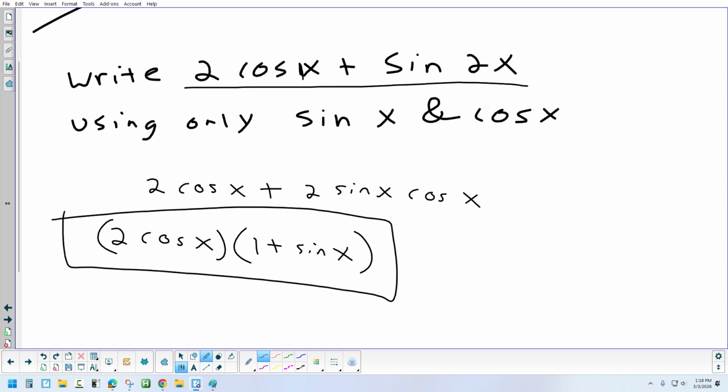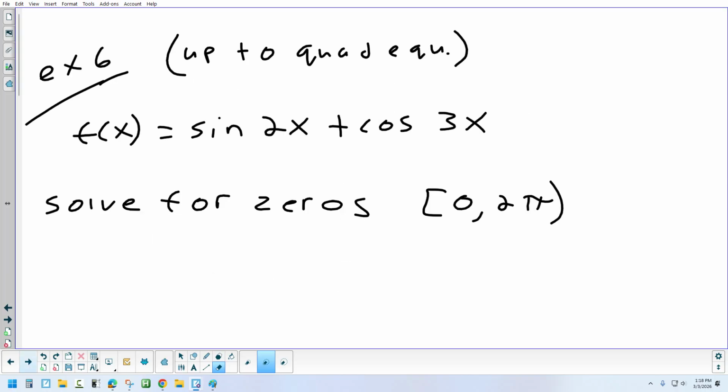So now, don't write this part, but just watch what I'm going to do. When we set it equal to 0, why would you factor an equation? What are you usually trying to find when you set it equal to 0 and then you factor it? Yeah, you're trying to find the zeros. Exactly. You're trying to find the roots. And that's the next problem. So we're going to take this, and now we're going to solve it by setting it equal to 0. But we've already done most of the work. So 2 cosine x plus sine 2x.